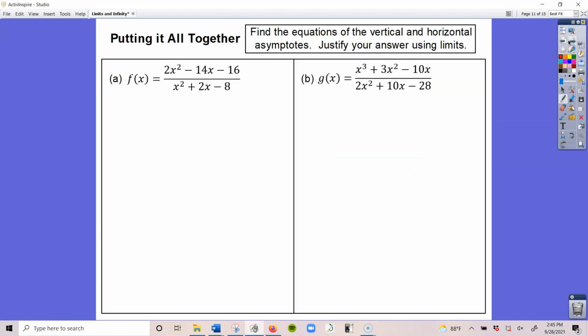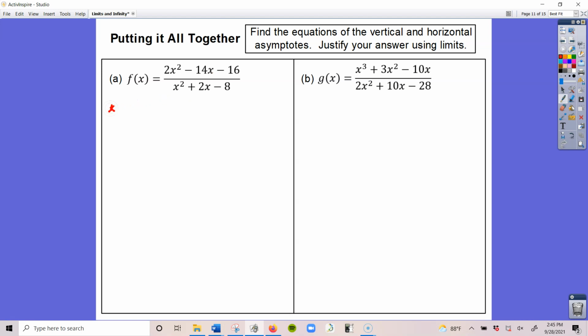Now let's go ahead and have a look at how we would put all of this together. For these two equations, we're going to find the equations of the vertical and horizontal asymptotes, and then we're going to justify the answer using limits. So let's start with vertical asymptotes. When I factor everything, whatever does not cancel out in the denominator will be what I would use to find the vertical asymptote.